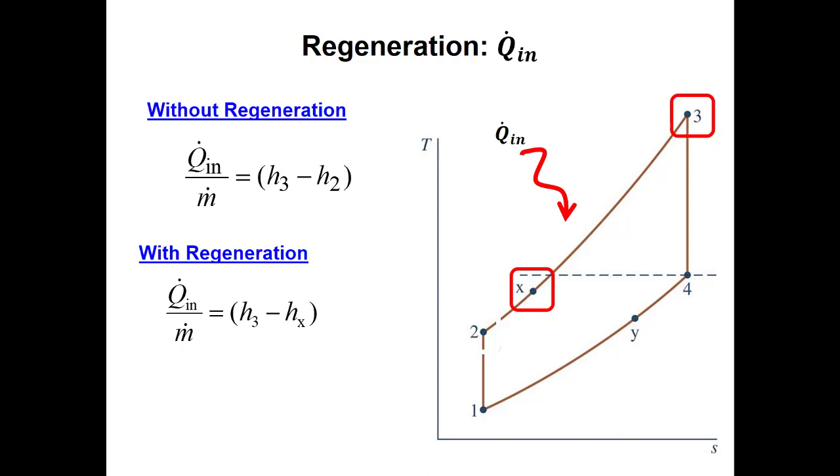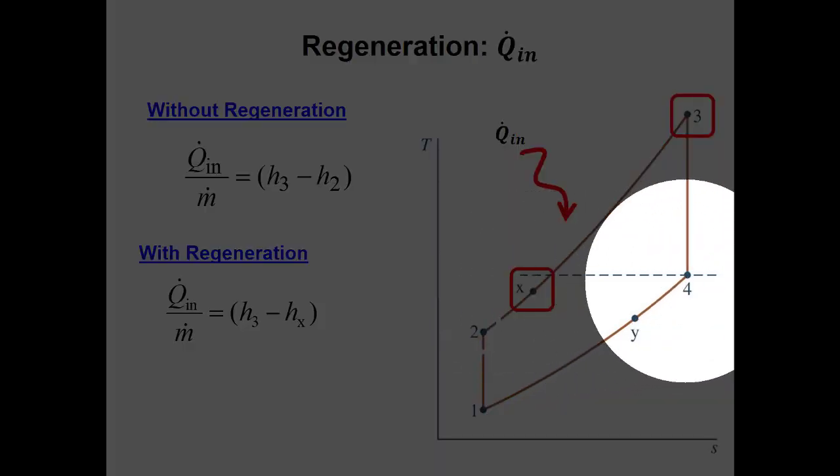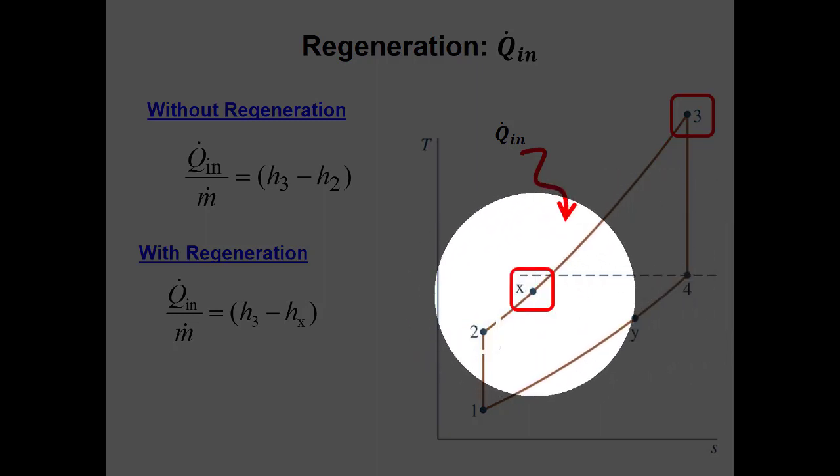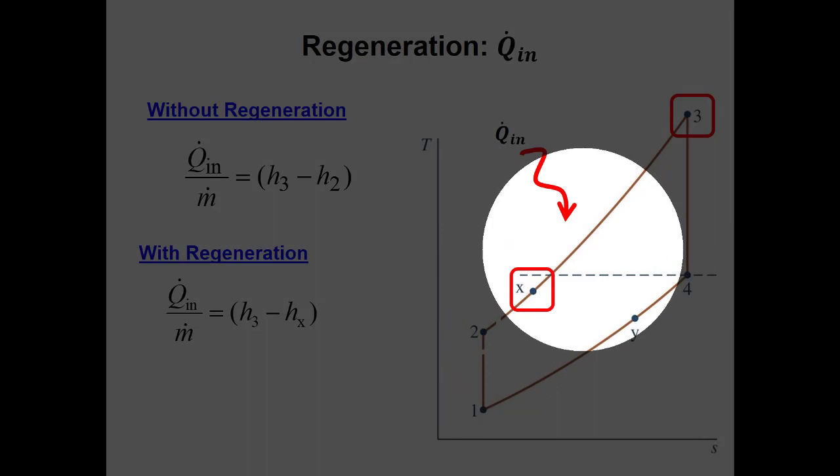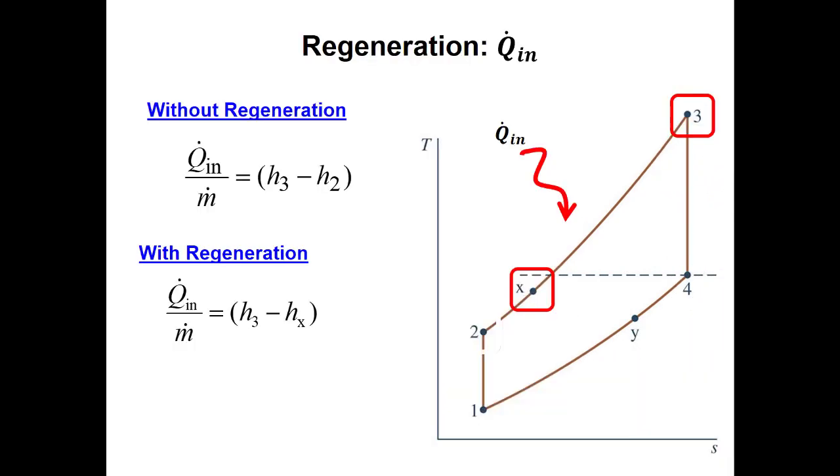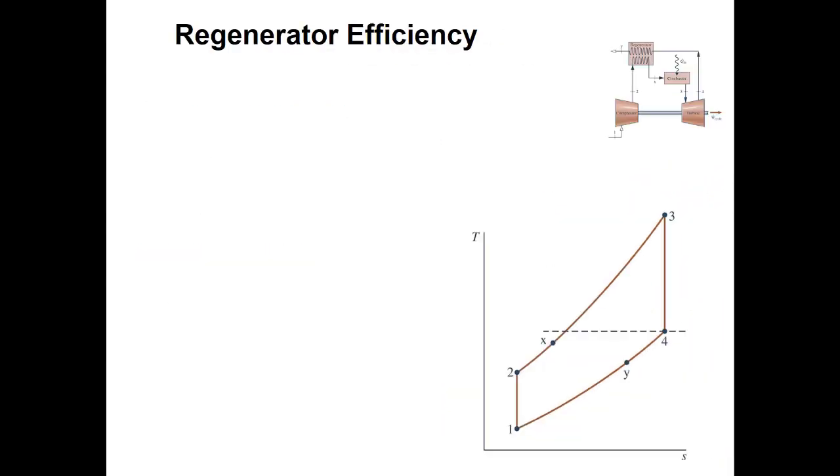But this is a little bit like an oven. So if you put something into the oven, it can only heat up to the temperature of the oven. You can't add any more heat after that. So our maximum temperature that can come out of the regenerator is the maximum temperature here, which is the exhaust temperature of the turbine. So I can't increase this temperature at X past state 4. And actually, usually I don't exactly get to state 4 either.